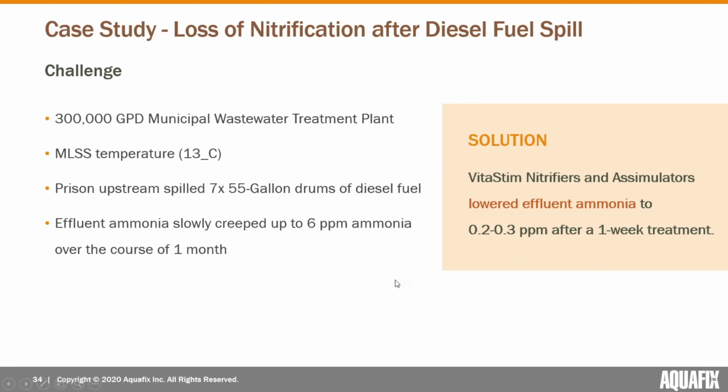Then we look at loss of nitrification in the field. What kind of examples of toxicity and recovery do we have in the field? So we had this 300,000 gallon per day mixed liquor from a municipal wastewater plant. They had lost nitrification because they had 7 55-gallon drums of diesel fuel spilled into their plant. Their mixed liquor was 13 degrees C. It was cold. The effluent ammonia, as the diesel fuel was breaking down, slowly crept up to 6 ppm. We used our VitaStim nitrifiers and assimilators, what we call the dynamic duo. In 1 week, they lowered it to 0.2 to 0.3 ppm.